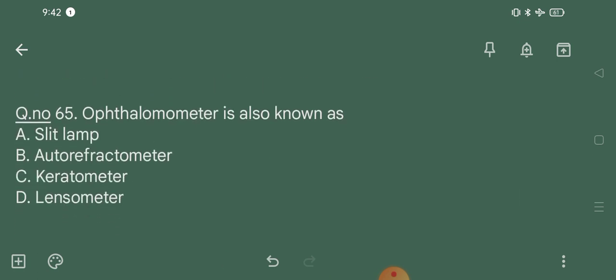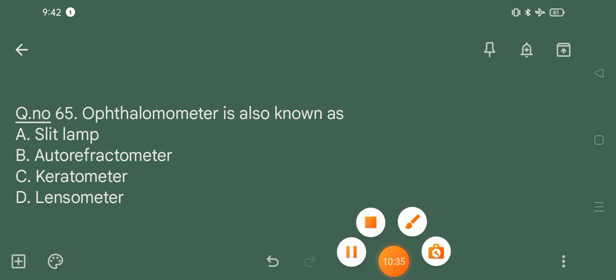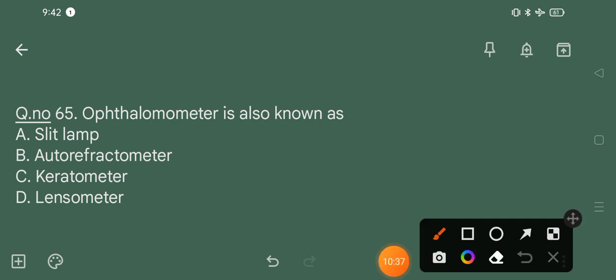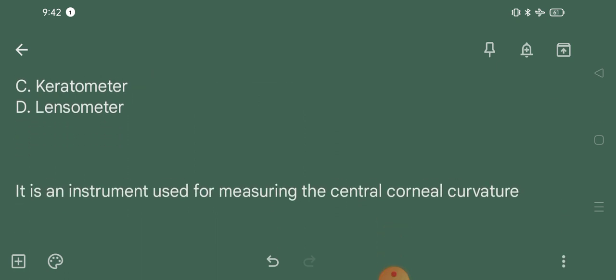Question number 65. Ophthalmometer is also known as option A, slit lamp, option B, autorefractometry, option C, keratometry, option D, lensometer. The correct option is option C, that is keratometry. Keratometry or ophthalmometry is an instrument used for measuring central corneal curvature.